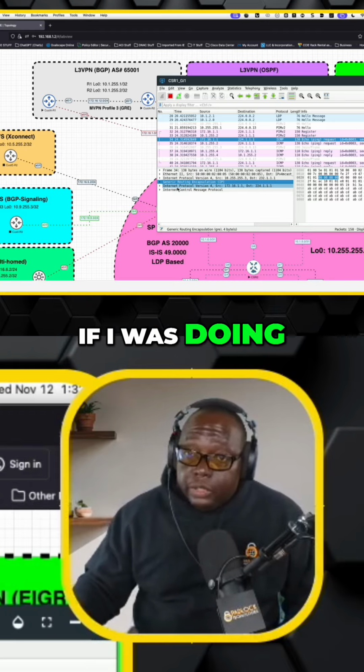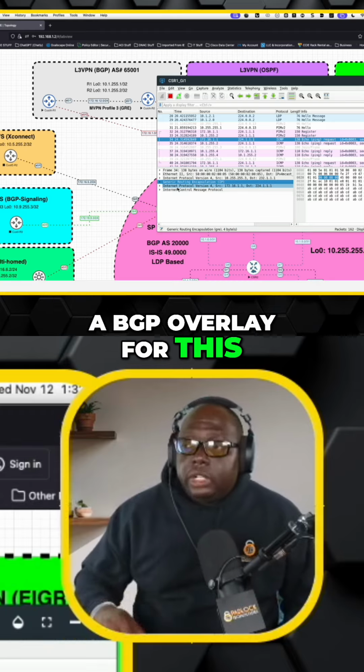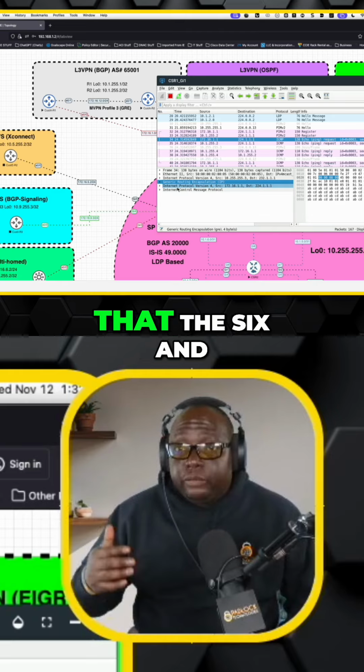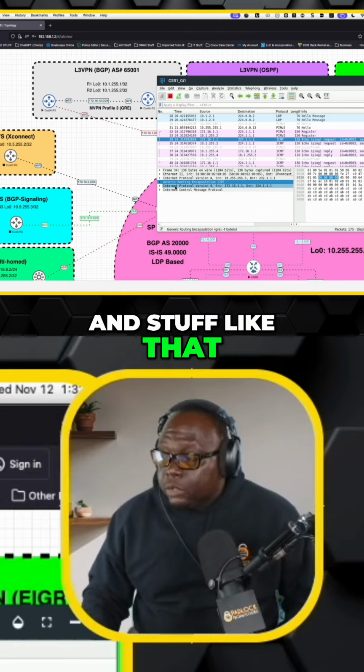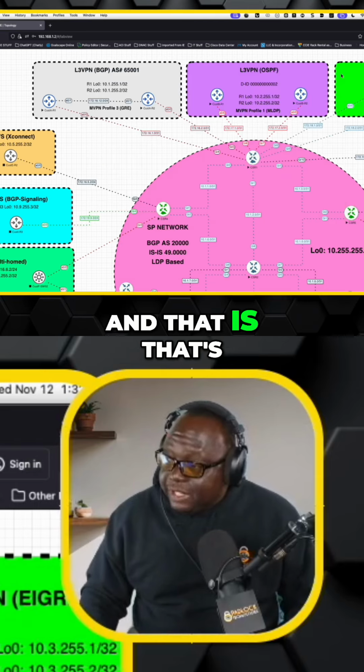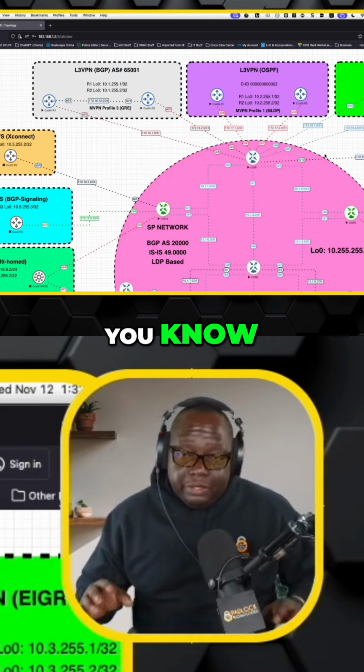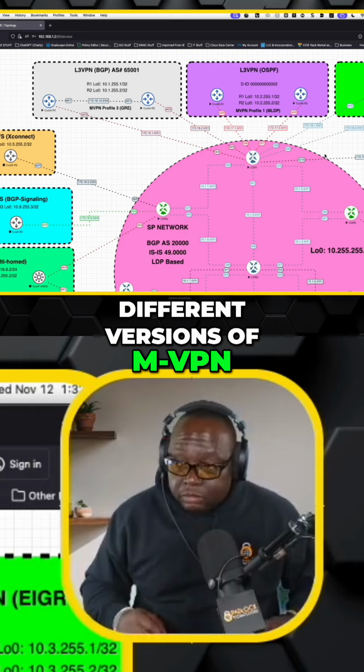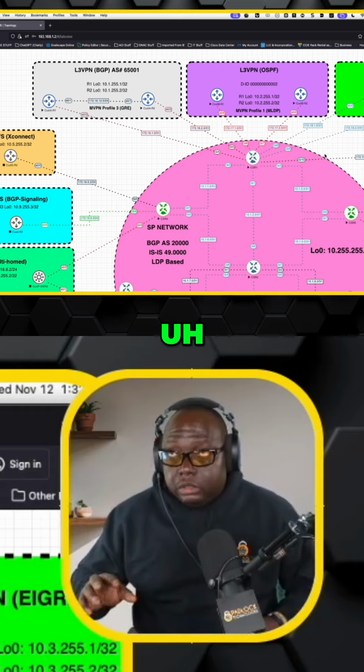Now, if I was doing a BGP overlay for this, then I would show you the BGP types, the 6 and the 7 and stuff like that. But I'm not doing it on this one. And that's really it about different versions of MVPN. This one you saw was 1 and 3.